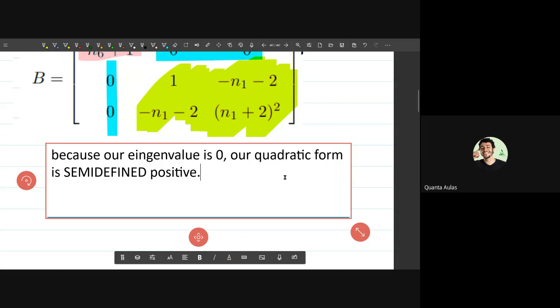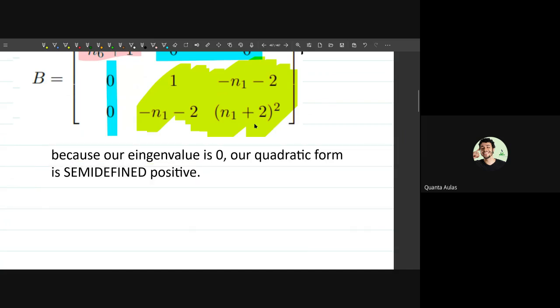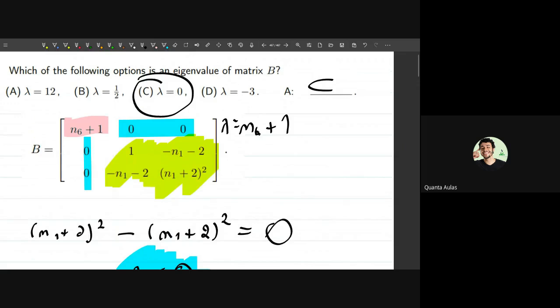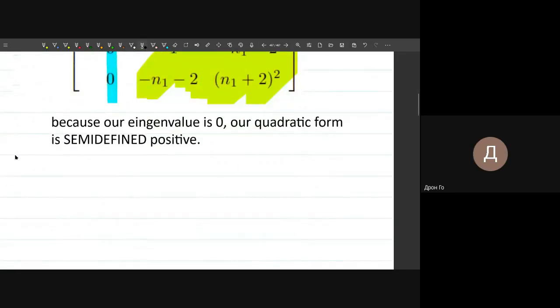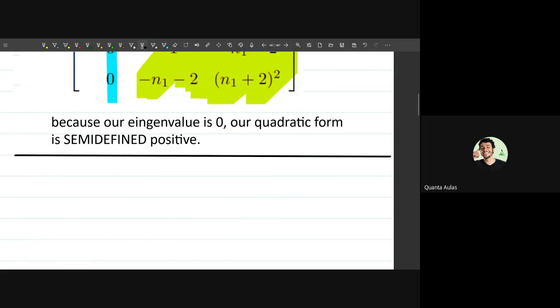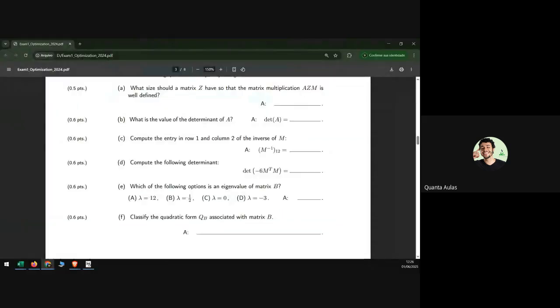Because it's 0. To be semi-defined negative, we need a negative value. And 0 is not a negative value. So the name is semi-defined positive. This is a definition. You don't need to do math to obtain this value. If you pay attention, we don't need to do the real math, the hard math, in any question in this problem. So very easy, this problem. Let's go to the next one.